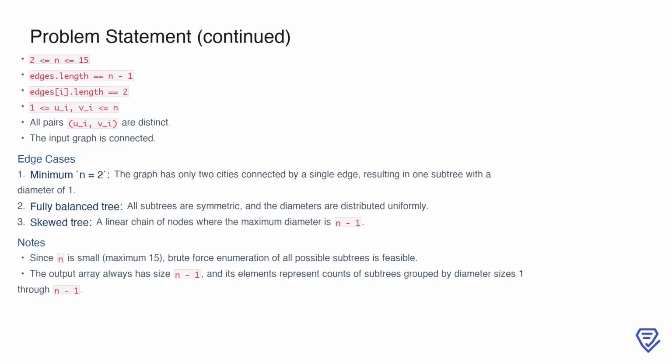To solve this problem, it's important to understand the constraints. First, the number of cities n ranges from 2 to 15, meaning the problem size is small enough to allow brute force enumeration of all possible subtrees. The edges array will always have exactly n-1 elements, ensuring the graph is connected. Each edge connects 2 distinct cities labeled from 1 to n.